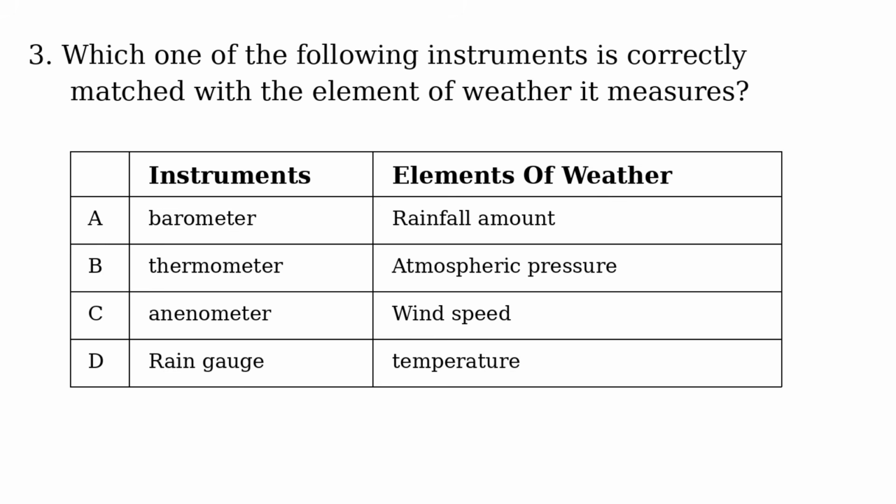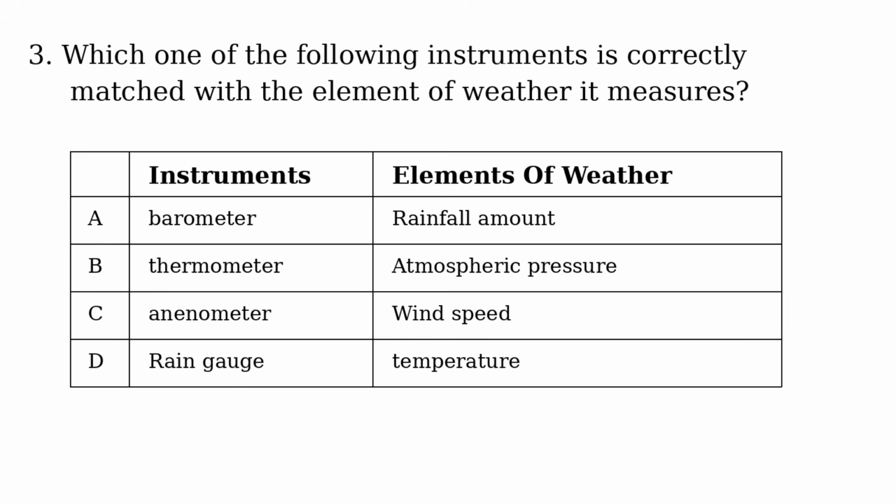And then question number 3, which one of the following instruments is correctly matched with the element of weather it measures? So let us look at the options. Number 1, we have a barometer, and it says rainfall amount. That is not correct because a barometer is used to measure atmospheric pressure. And then we have a thermometer. It says atmospheric pressure. That is not correct because you all know a thermometer is used to measure temperature.